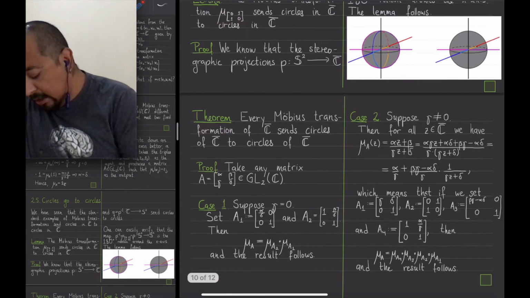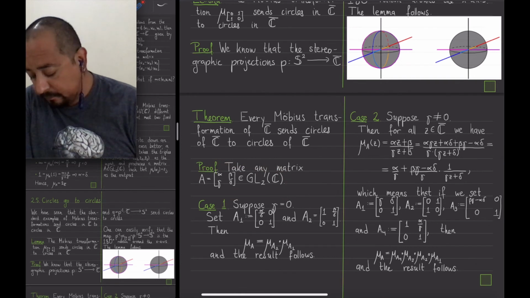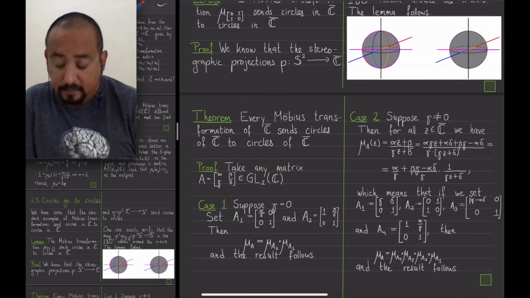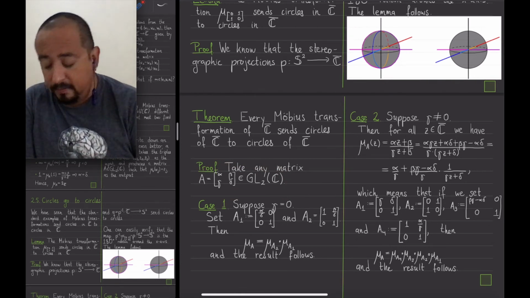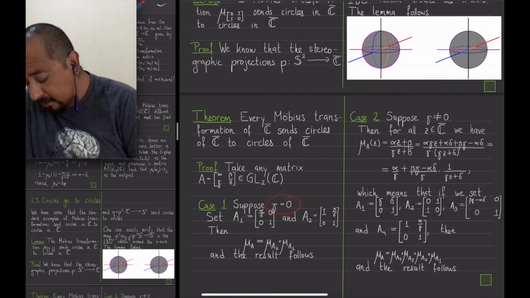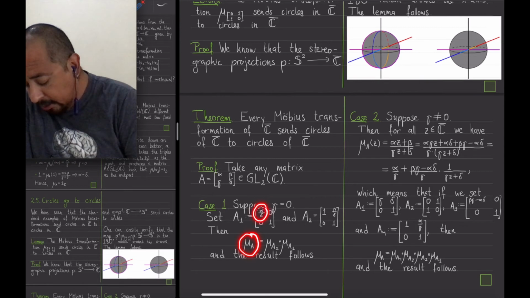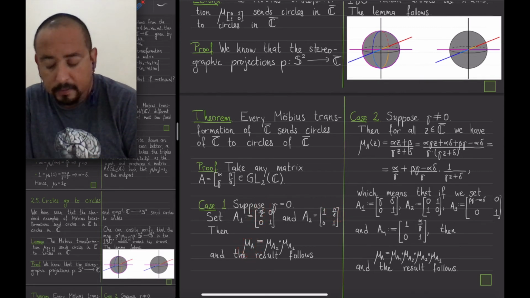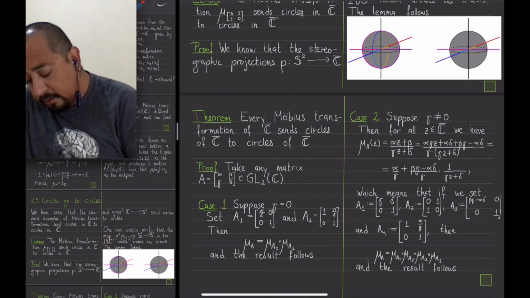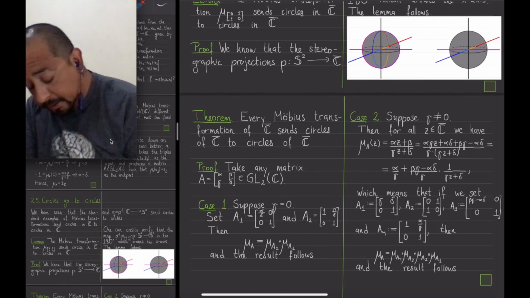Okay, so take any invertible matrix with complex entries, and then two cases: gamma is 0 or gamma is not 0. If it's 0, then it's quite easy, because then the Möbius transformation is the composition of a homothety with a translation, and both of them obviously send circles to circles.